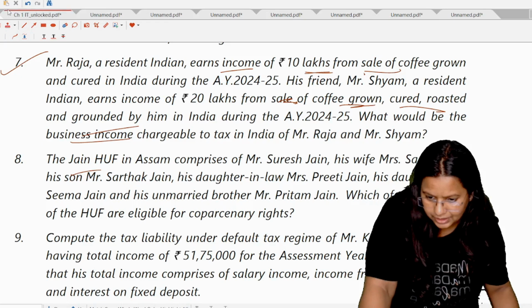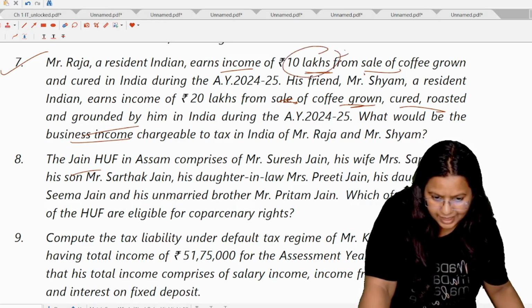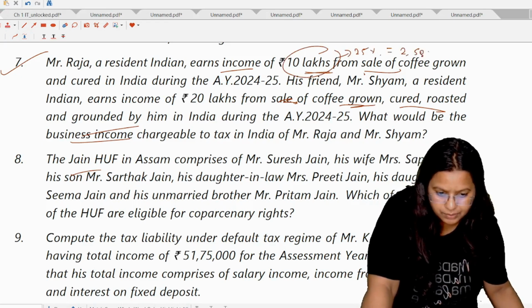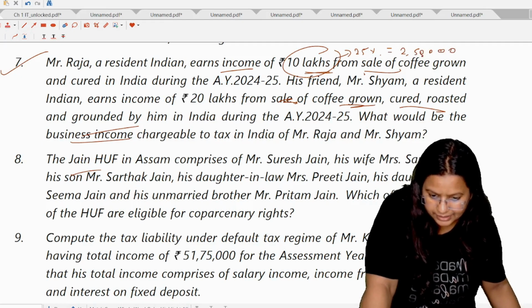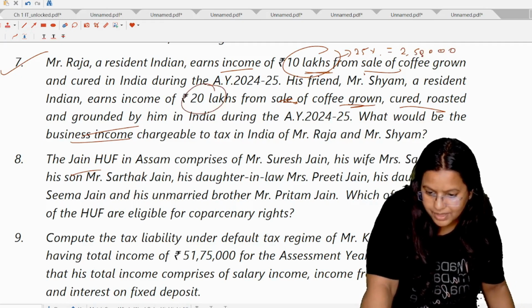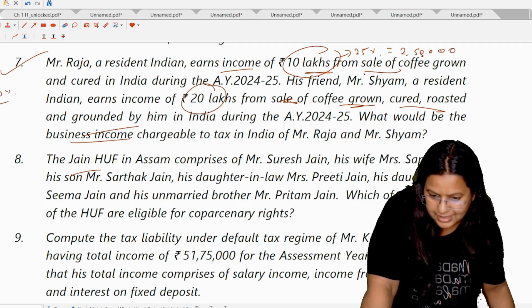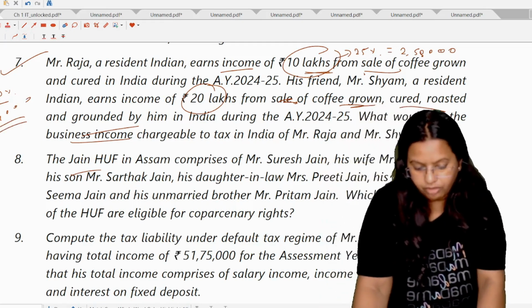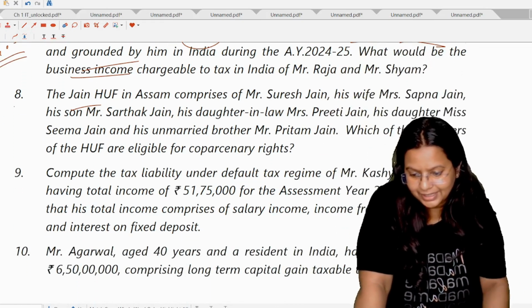Now student, in this case, from the 10 lakh, the business income shall be 25%, that is 25:75. So 2,50,000 will be the business income. And in the case of 20 lakh, the business income will be 40%, that is 8 lakh rupees. 20 lakh into 40% is equal to 8 lakh. Okay, I hope the doubts are clear to all of you. In case of any query, you can definitely ask me.